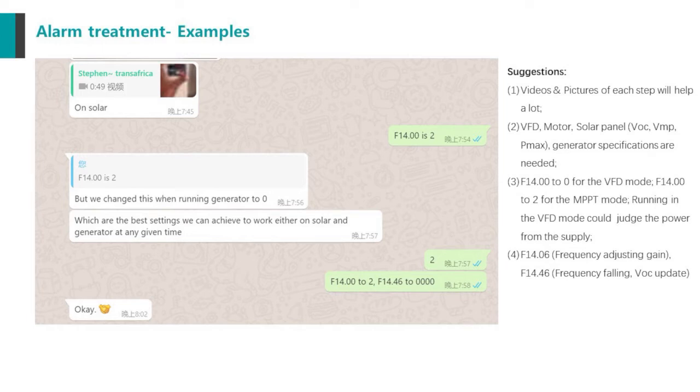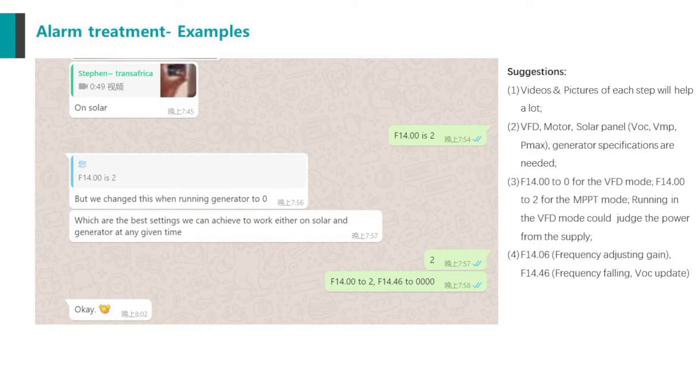So actually from this example, I mainly want to provide some suggestions. The first suggestion is that videos and pictures are really necessary and could really help a lot when you give feedback on any treatment or parameter setting performance after each step. Because usually we suggest the customer set one parameter, and he tells us the inverter maybe gives some display or has some problem, but we could not know the problem clearly. This time the videos and pictures could help us know better.